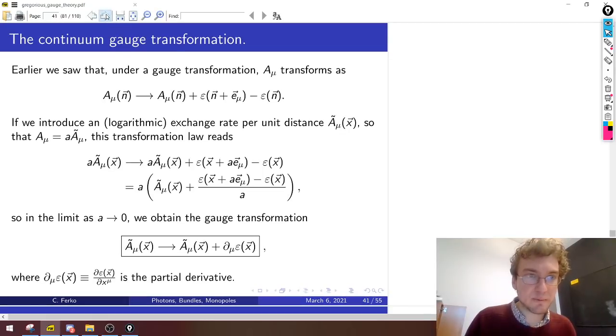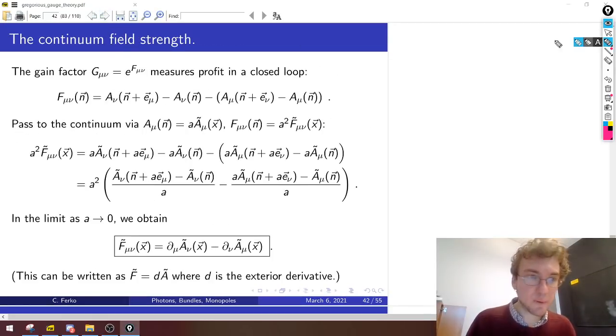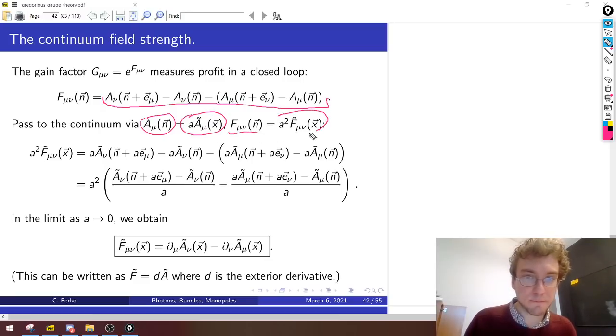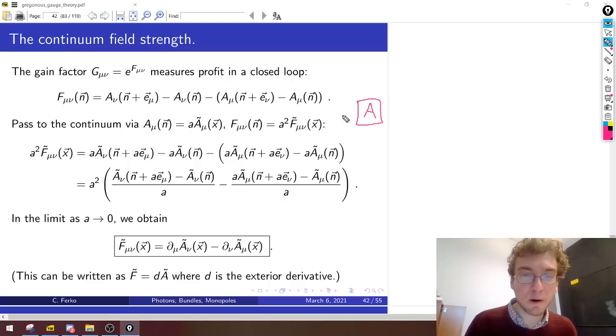So what about the money you'd make in a closed loop? Well, we wrote that equation before. We wrote this gain factor g in terms of an exponential of f. Going in a closed loop was just this weird combination of differences of a evaluated at different points. And now I do the same thing. I replace a, the log exchange rate, with a log exchange rate per unit distance, a tilde. I replace my f with an f per unit area, which is the right quantity to think of because f is going in a closed loop, so you might think it should depend on the area, or if you know differential geometry, it has to be a squared because this has two downstairs indices, which probably sounds very mysterious.